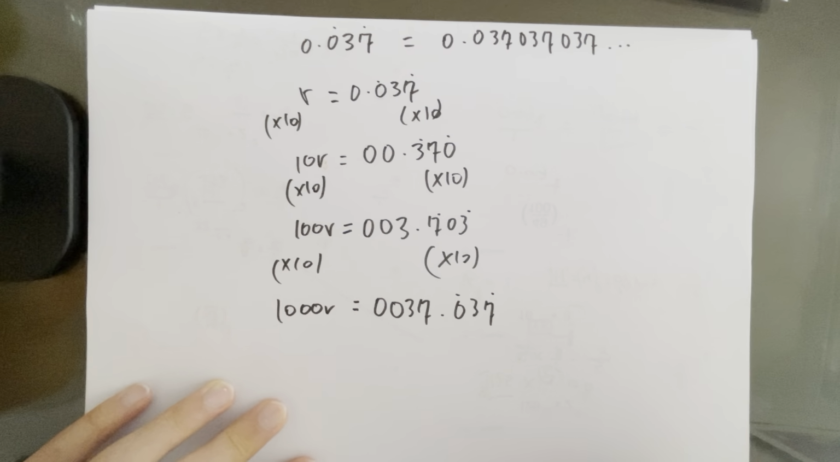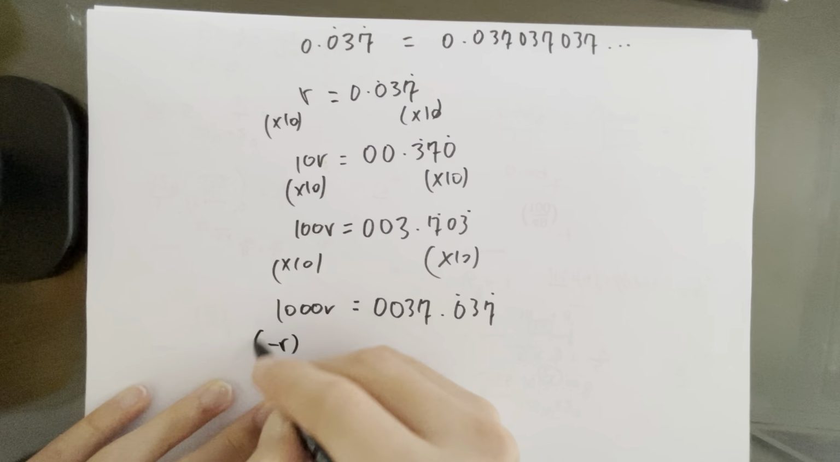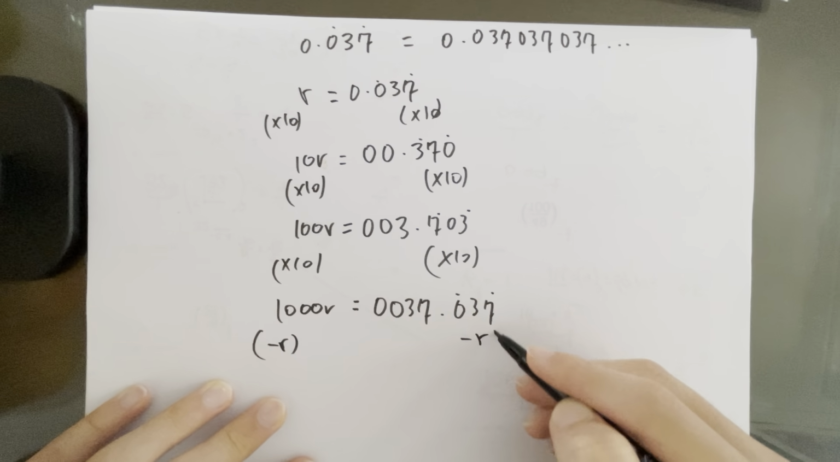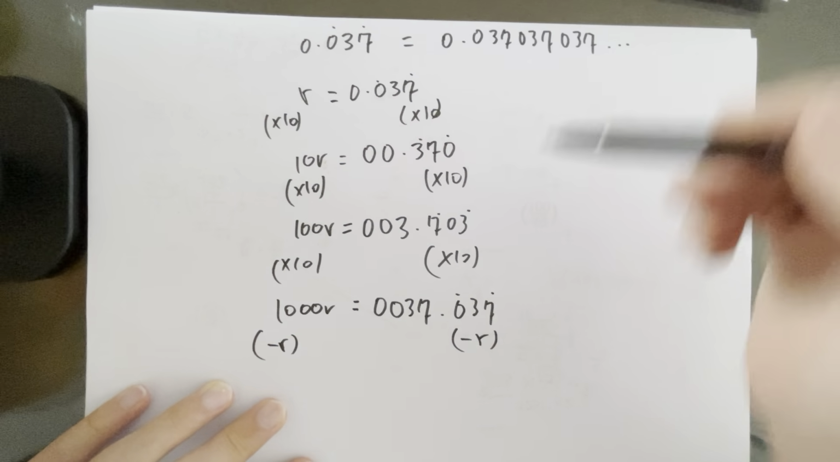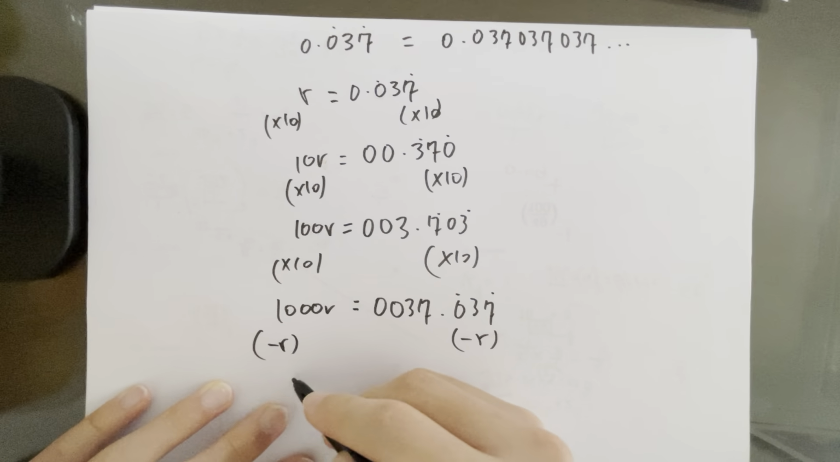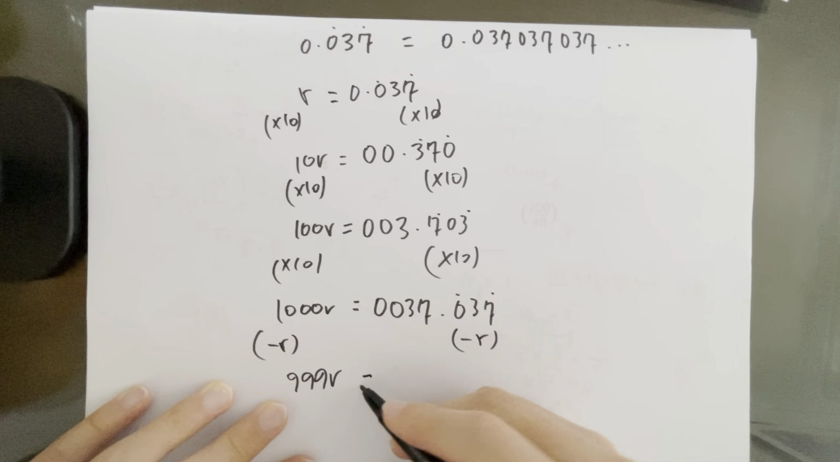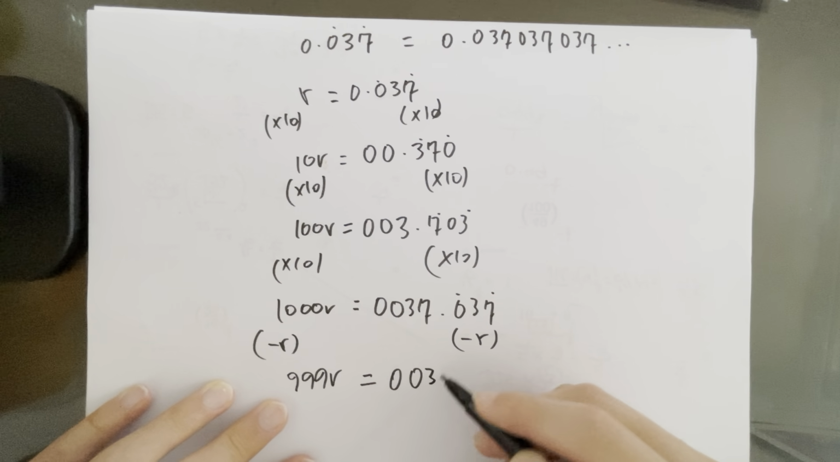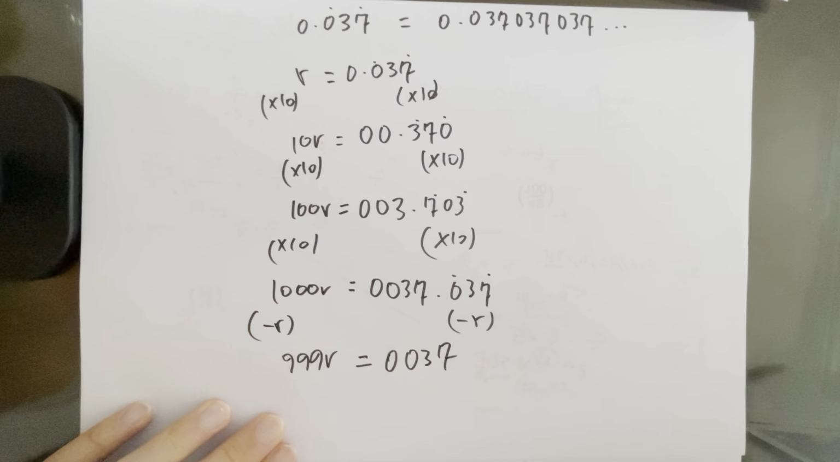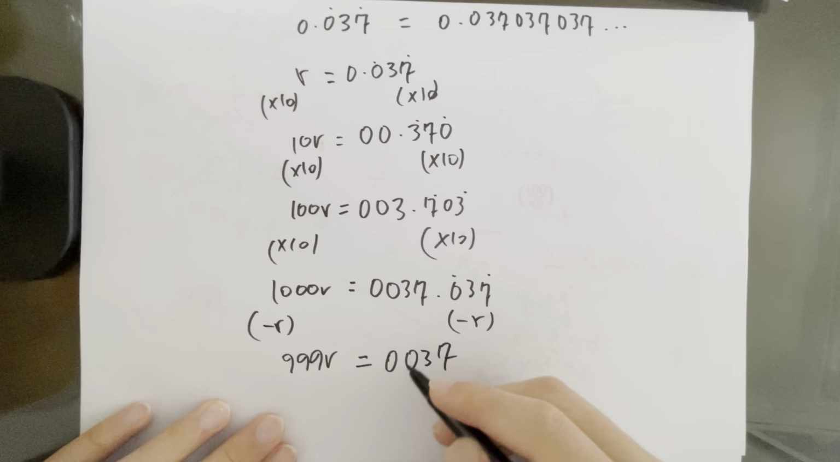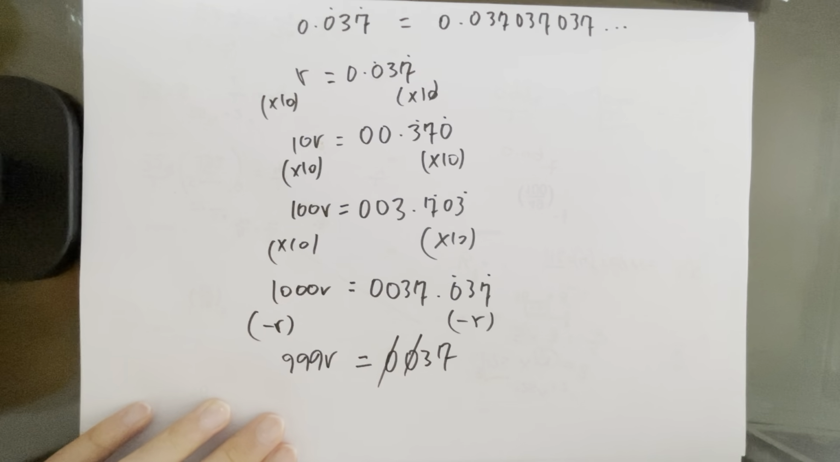So all the recurring digits have moved over. That means we can use our little glitch to minus r on both sides. Because minus r will be 0.037 recurring, right? So that's going to get rid of all the recurring digits here. So that's going to give us 999r is equal to 0037, and all these recurring digits are going to be gone. Now we can also write this as just 37 over 999, right? Because these 00s mean nothing.